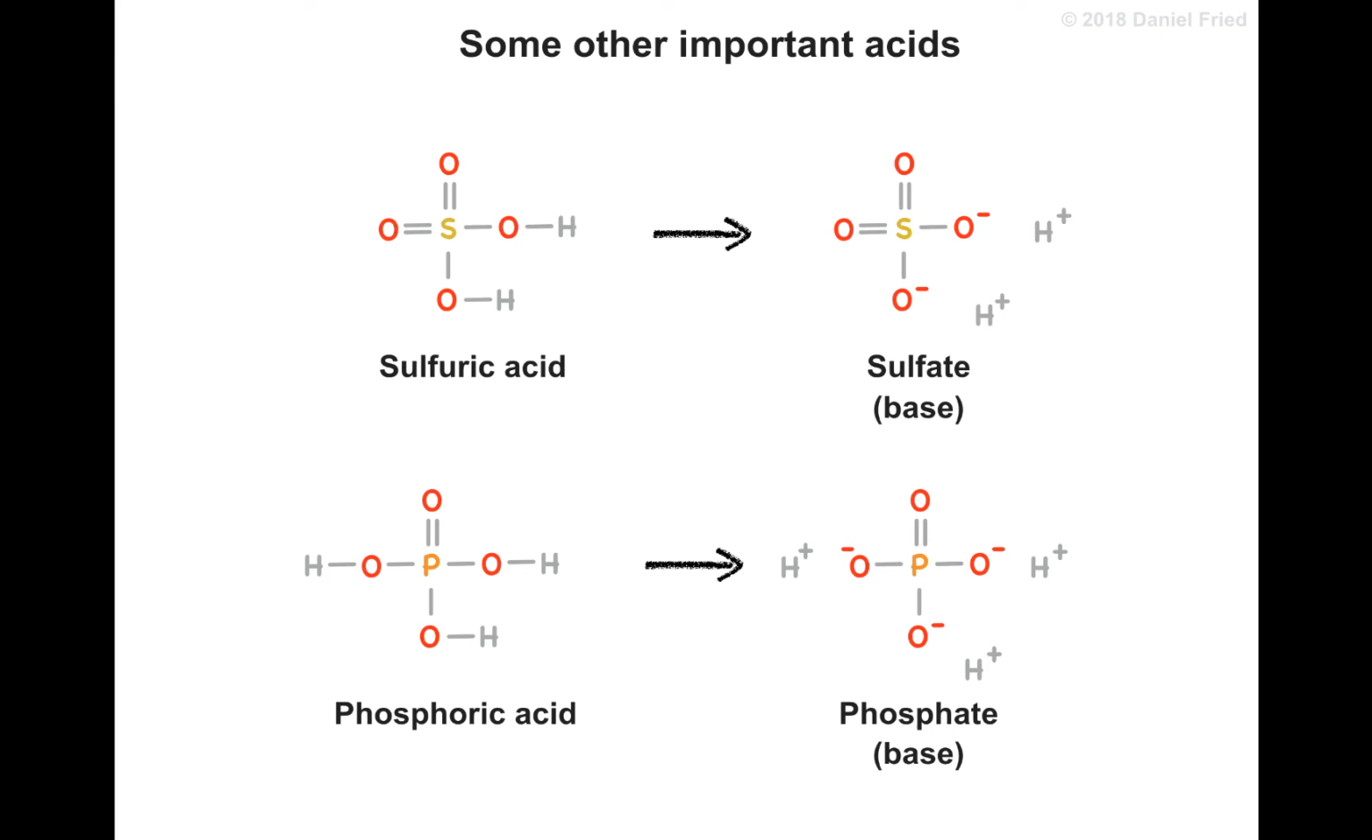All 3 protons can leave. They can go on and join other molecules. And now we're left with phosphate, which is the base form of phosphoric acid.